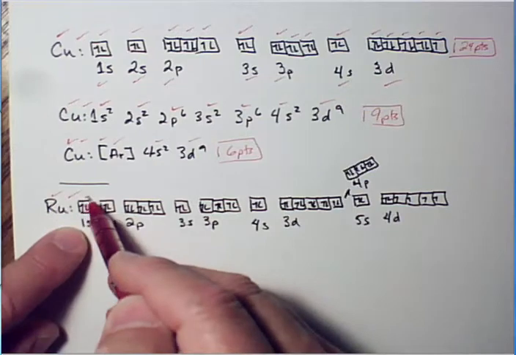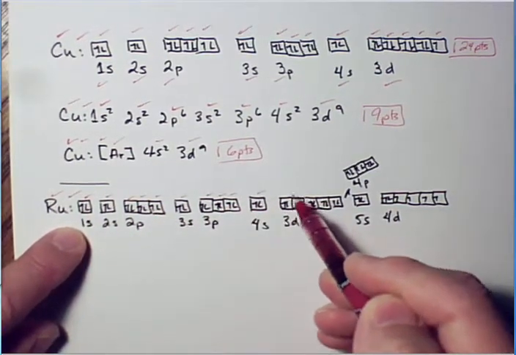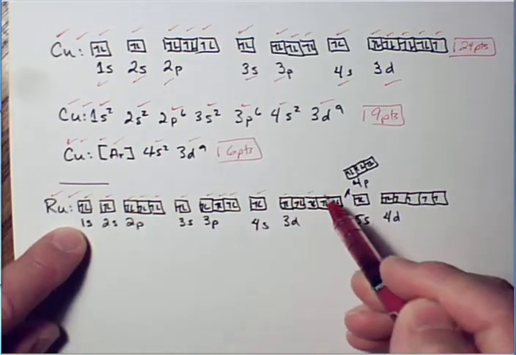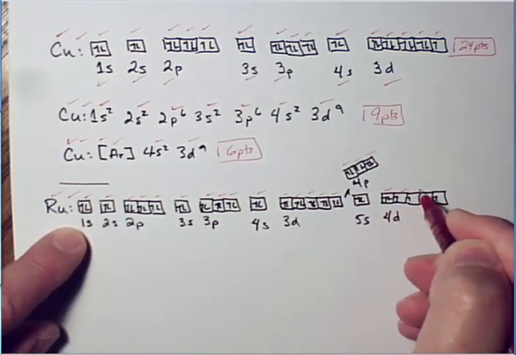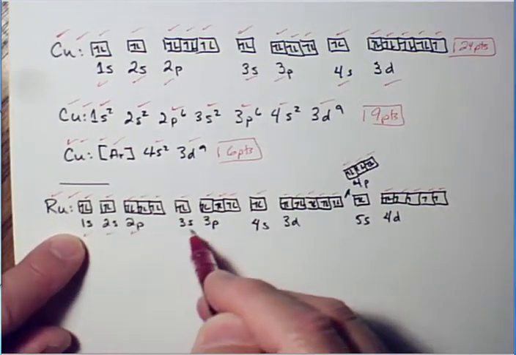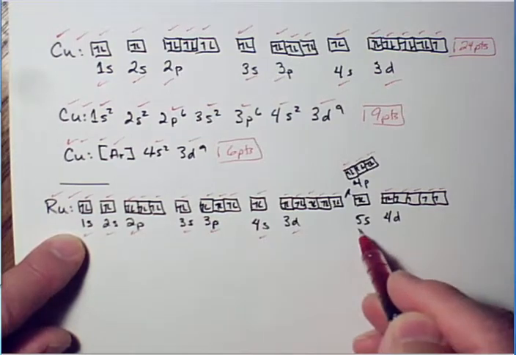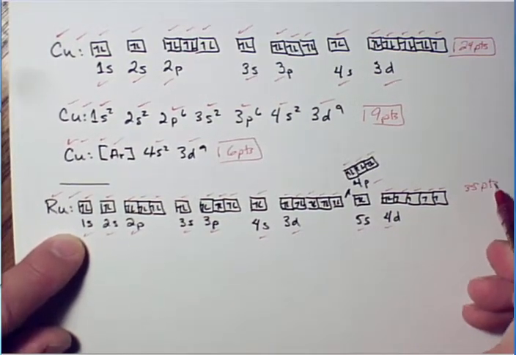All right, so 1, 2, 3, 4, 5, 6, 7, 8, 9, 10, 11, 12, 13, 14, 15, 16, 17, 18, 19, 20, 21, 22, 23, 24, 25, 26, 27, 28, 29, 30, 31, 32, 33, 34, 35, total of 35 points for this.